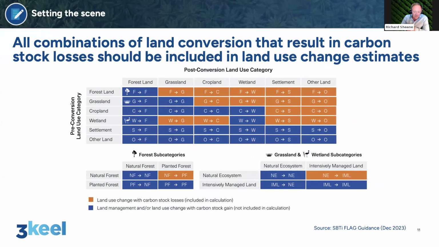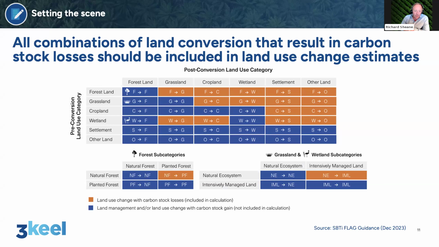If we go on to the next slide, you can see a very helpful matrix, which you can find in the SBTi FLAG guidance, which really shows the orange spaces are where land use change emissions occur. You can see the different categories of land use pre-conversion on the left, so forest land, grassland, and then the conversion to the other type of land use category along the top. For example, the most commonly known sorts of deforestation conversion is from forest to grassland or forest to cropland, but it also includes other sorts of conversions, so grassland to cropland, or forest to settlement or other land.